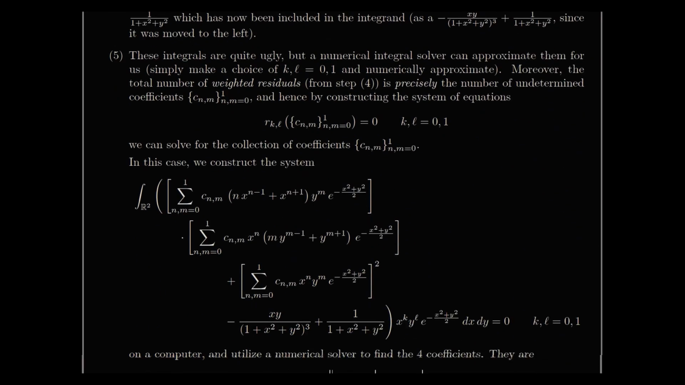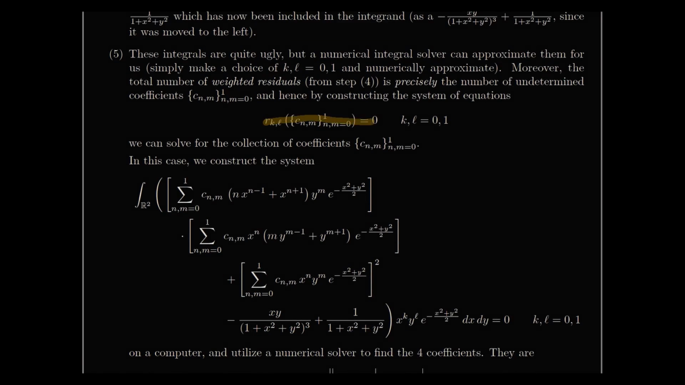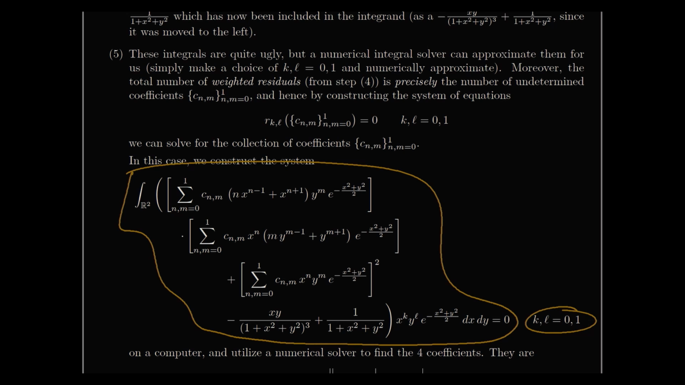So my system of equations in step 5 is when the residuals are equal to 0, which is when this lovely giant integral that I was just framing is equal to 0 for all choices of K and L, 0 to 1. So that's me putting a 0 in for K, a 0 in for L, or a 1 in for K, a 0 in for L, a 0 in for K, a 1 in for L, or a 1 in for K and a 1 in for L. Those are my 4 combinations of residuals.